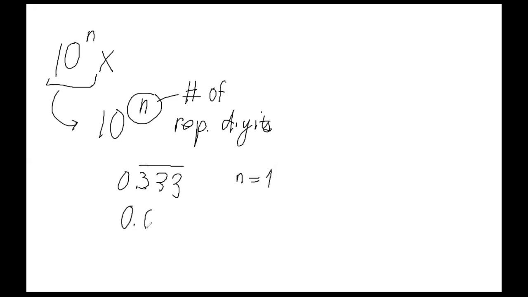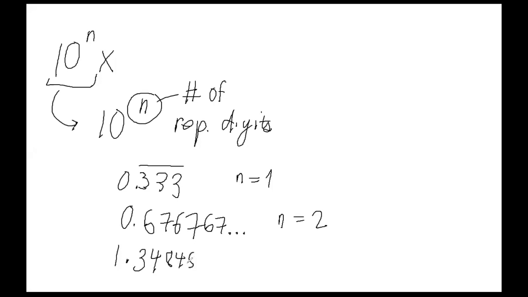How about this one? Okay, what's our n here? 2. Kasi 6 and 7. How about this one? It's also 2 kasi ang repeating digit lang dyan is 48. Digits yung tinitingnan na hindi number. Digits. 2. Alright, now let's move to our second example.